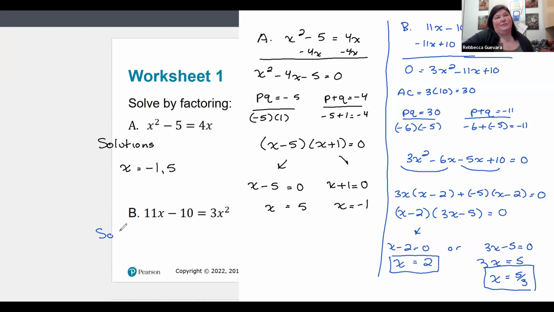So my solutions would be smallest first, so we'd have 5/3 or 2.